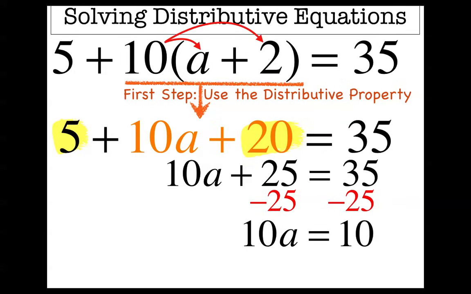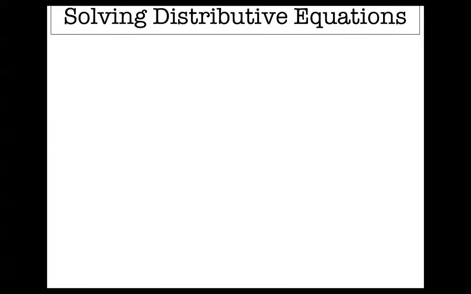And of course, at this point, you would divide both sides by 10, where 10 divided by 10 comes out to 1. I didn't write the divided by 10 on both sides, but I think you get the idea there. So, the distributive property is what we're going to use whenever we see parentheses. All right, let's try a couple more examples.